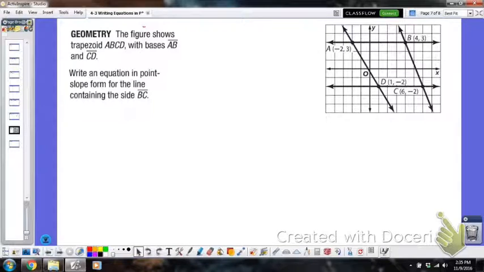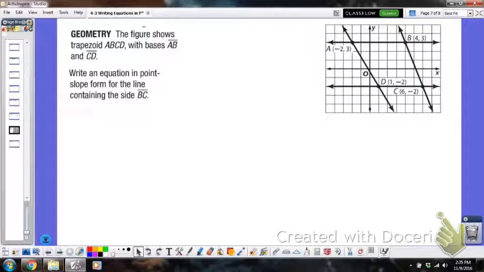Next, the figure shows trapezoid ABCD with side AB and side CD as bases. So we need to write the equation in point slope form for the line containing BC. So I'm looking at this line right here. This is what I want to find. I'm looking for the point slope form of that line there.